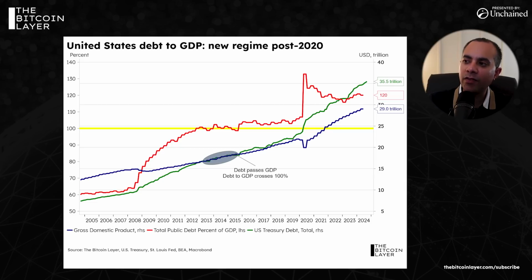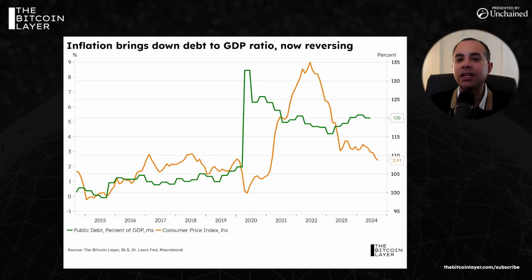Now, the US government debt to GDP sits right around 120% here in red. This is leveling off over the last few years as now GDP and the debt are pretty much rising at a 1-for-1 level. But I want to show you in the next chart that what I believe the main driver to debt to GDP will be inflation itself.